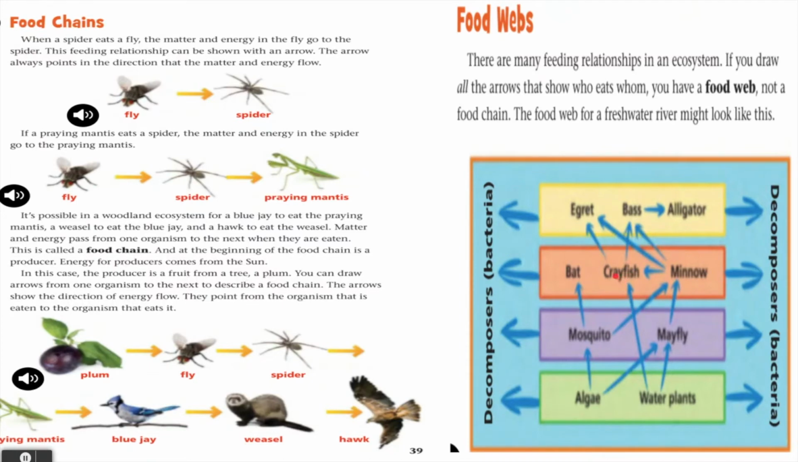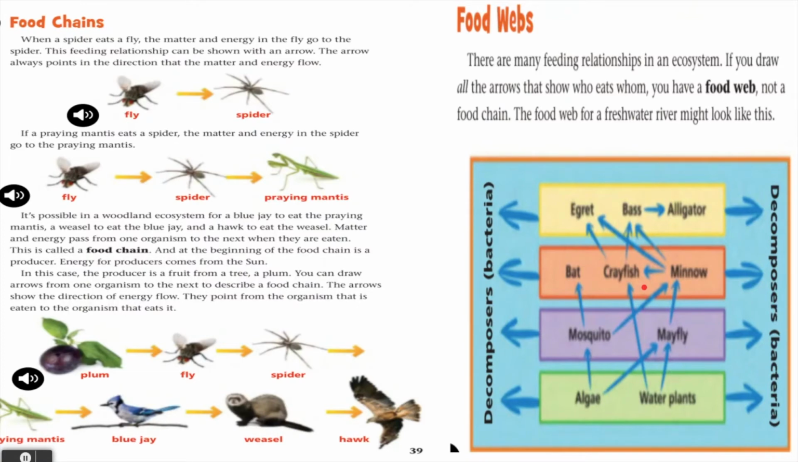A crayfish can be eaten by an egret, a sea bass, or an alligator, and a bass can be eaten by an alligator. Sounds very confusing because there are different organisms which can eat different animals, but that's why we should use a food web instead of a food chain to show what different animals can eat an organism.